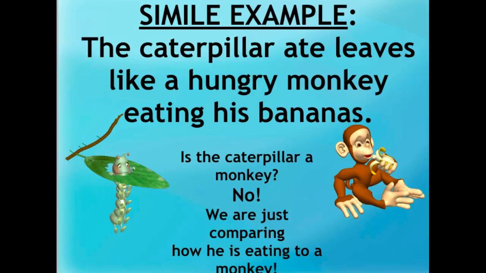So one example that we're going to start with is the caterpillar ate leaves like a hungry monkey eating his bananas. So when we look at this, is the caterpillar a monkey? No, we definitely know that those are very two different animals or insects. We're just comparing to show how he is eating to a monkey, okay? So we're not saying that a caterpillar and a monkey are the same thing, but we are saying that a caterpillar is eating a leaf just as a hungry monkey would eat a banana. Okay, so that's where the comparison is.